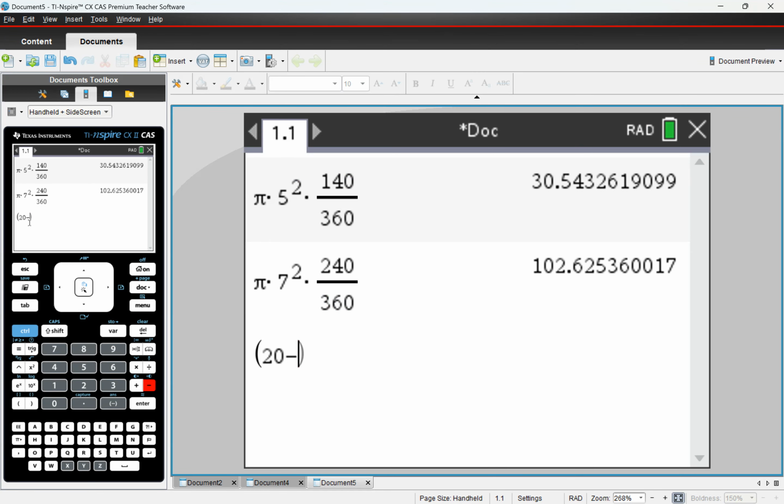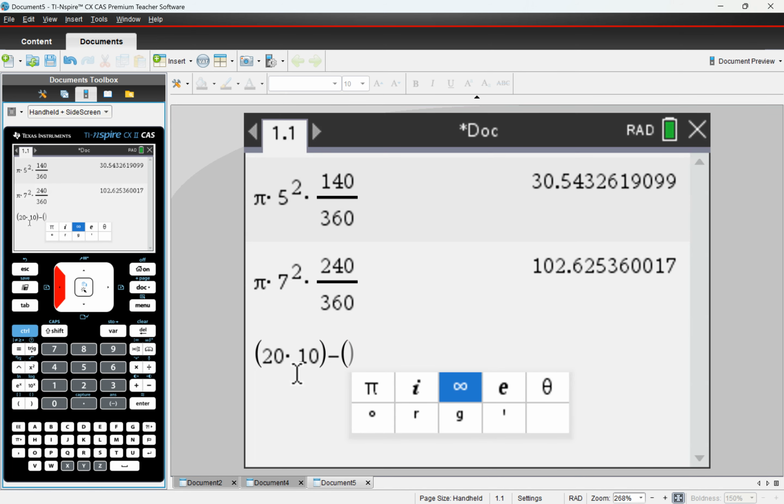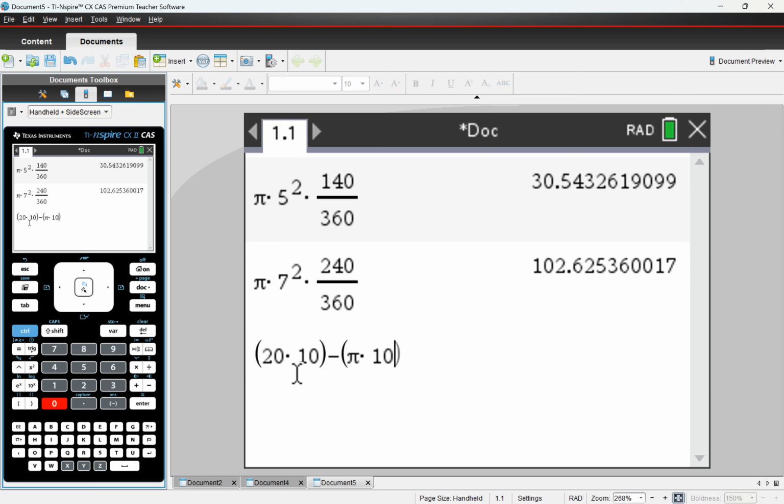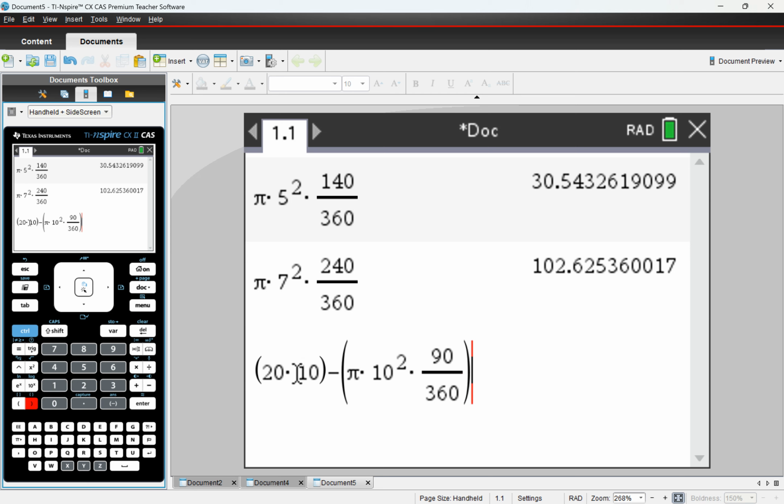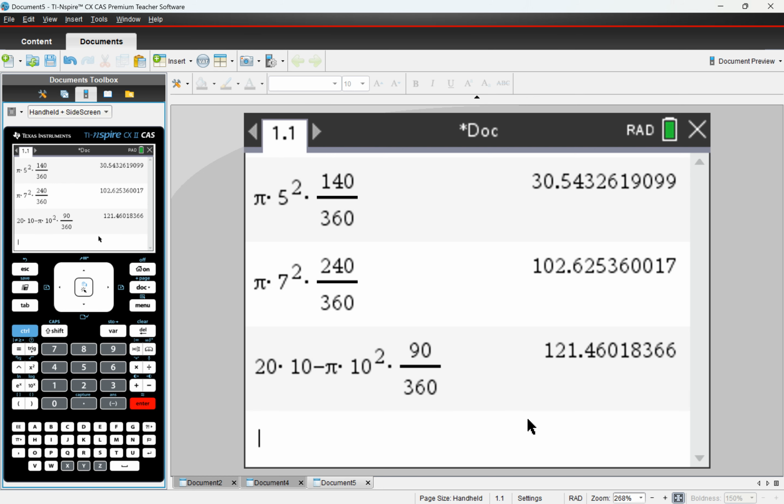I would literally just do 20 take away times 10. So that's my rectangle. Minus, here's my circle. So it's pi times radius, which is 10 squared. So pi times radius squared times, and I want 90 out of 360. So I want a quarter of a circle. Type it all in one go, and you should get the answer with all the correct decimals. If you rounded each one individually, this part here will change. Okay, so that's where I prefer that you try to practice typing it in one go.